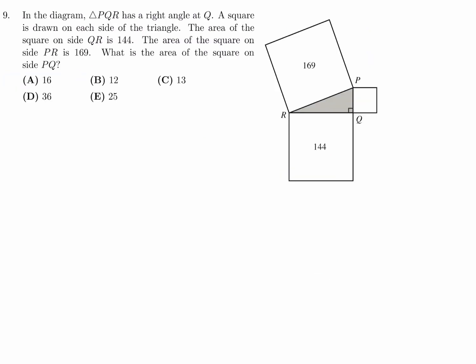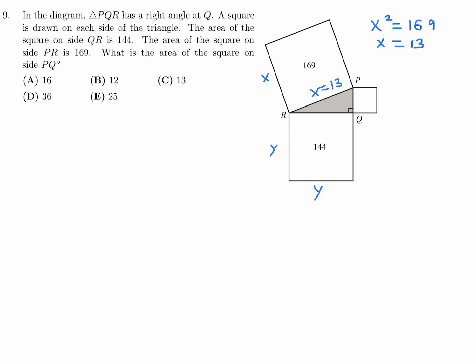In the diagram, PQR has a right angle at Q. A square is drawn on each side of the triangle. The area of the square on side QR is 144. The area of the square on side PR is 169. What is the area of the square on side PQ? All right, nice Pythagorean relationship here. A square, of course, has sides that are all the same. So if 169 is the area, that means 169 is equal to x squared. And therefore x is 13. So there we go, 13 right there.